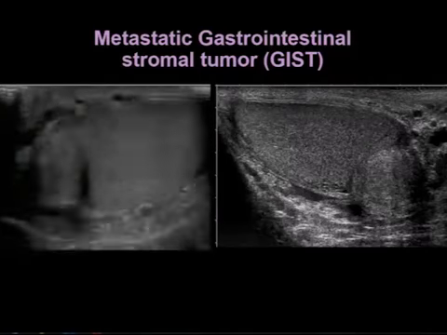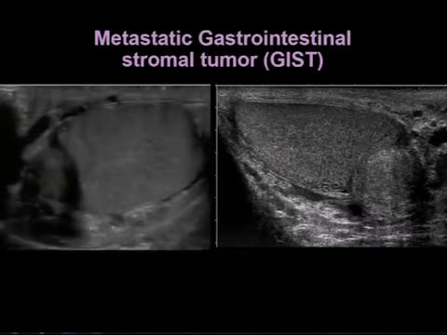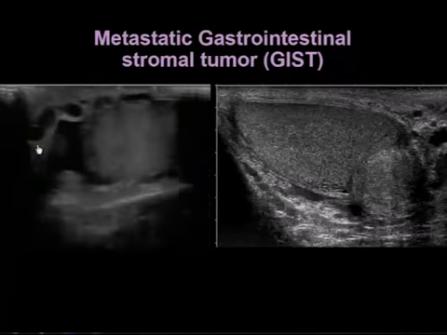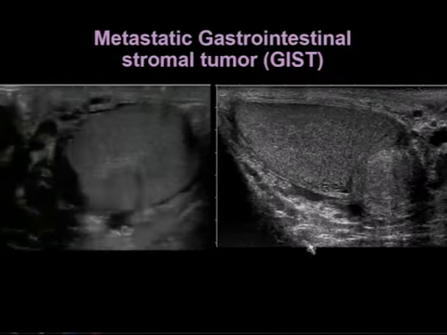This patient has a gastrointestinal stromal tumor with a metastasis to the scrotum. You can see in the side of this testicle a well-defined mass here, and here it is on the still image.